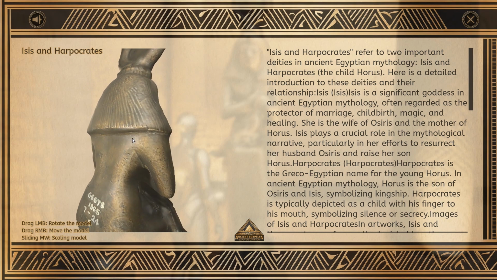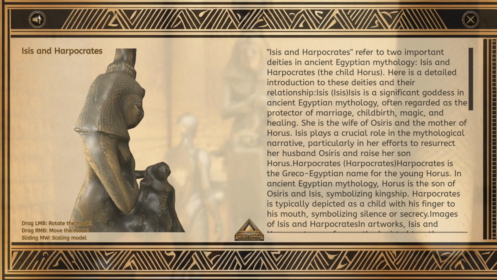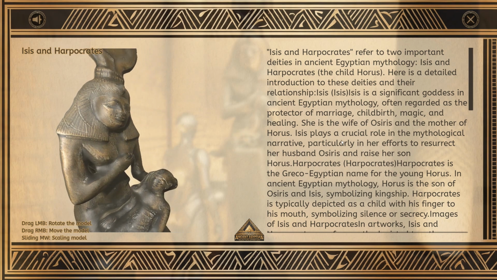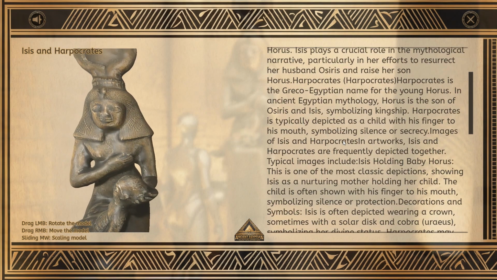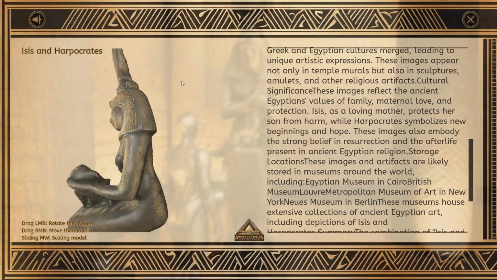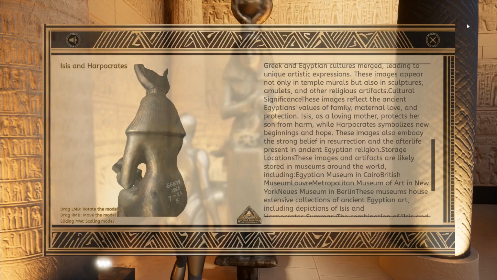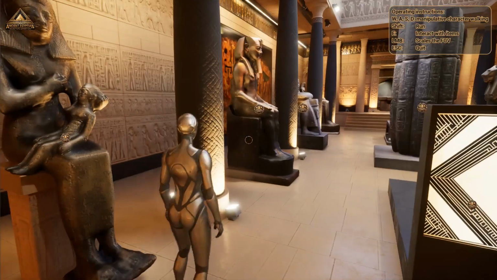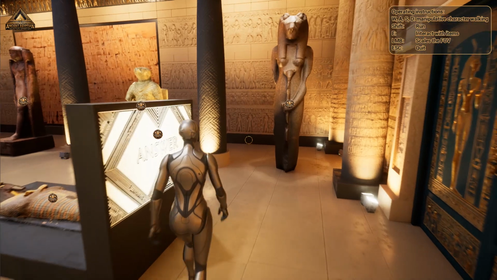On the right side, there is a text box containing a detailed description of the sculpture, which comes with an auto narration feature. If you do not need the auto narration, you can turn it off by clicking the sound button in the upper left corner. Great, let's now go and check out the other exhibit.